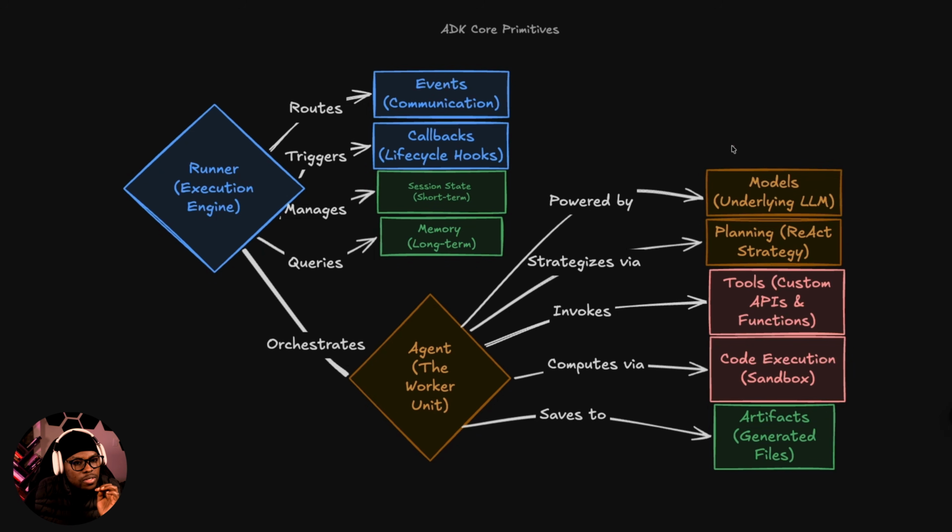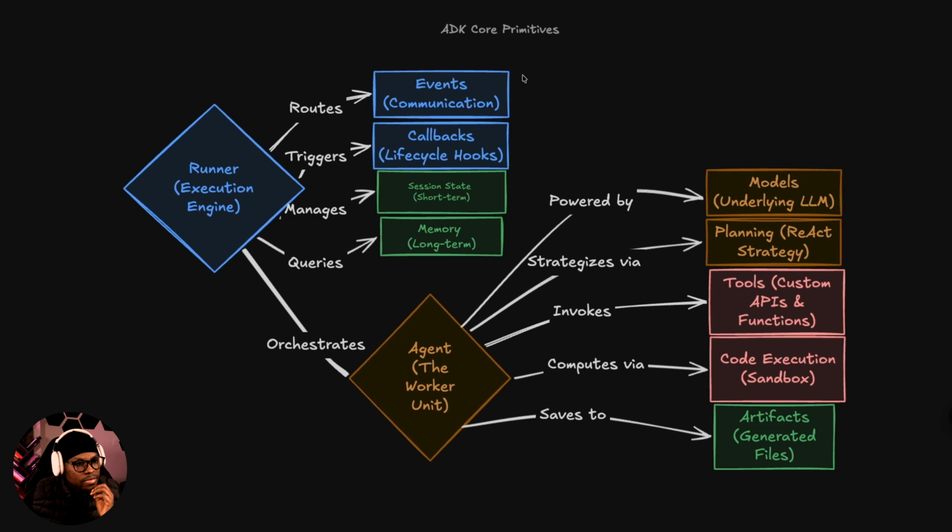Next, we have models. Models are the underlying, or the most popular, aspect of an agentic system. This could be the underlying LLMs that actually power the functionalities of the agent, right? And here we're talking about things like Gemini, Claude, ChatGPT. These are the fundamental backend components that enable the reasoning and the language understanding capabilities of your agentic system.